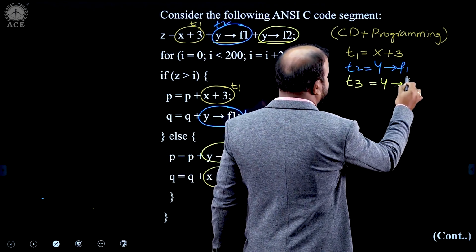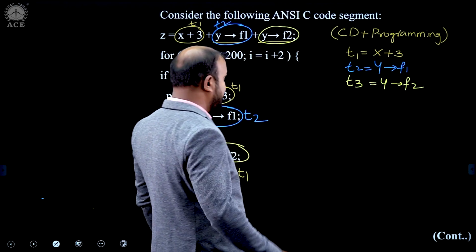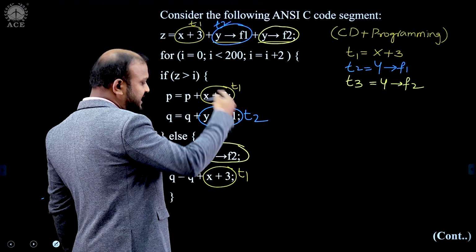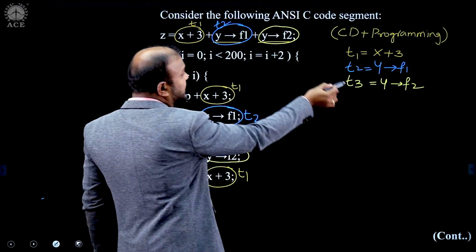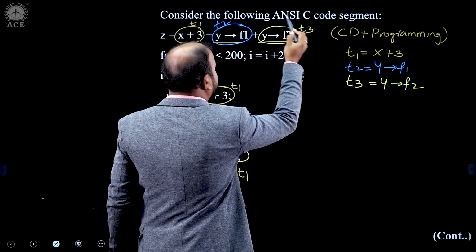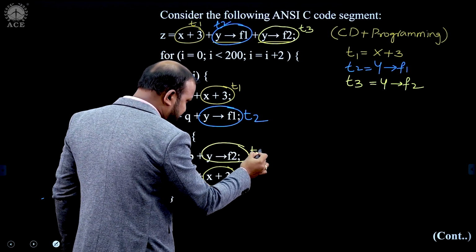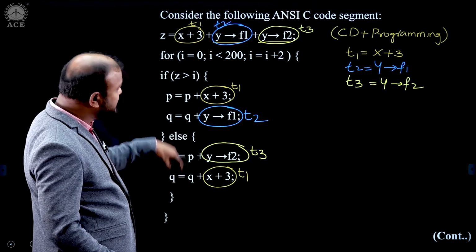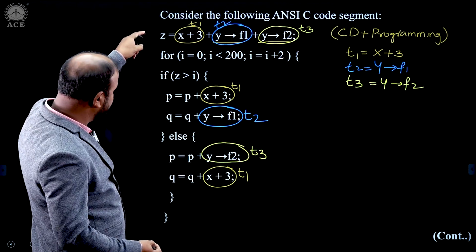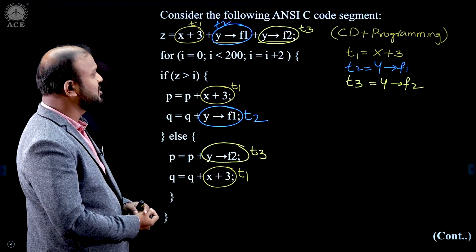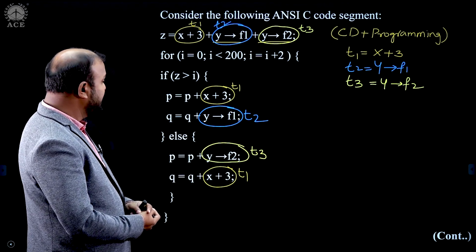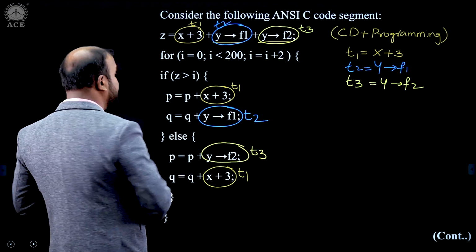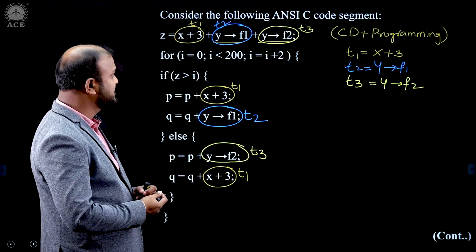Y dereferencing f2. Instead of dereferencing one more time, we can use this value as t3 and use that dereferenced value at this point. Now, after these modifications, this modified code will be considered as an optimized code. In this optimized code, we need to find the number of addition and number of dereference operations.